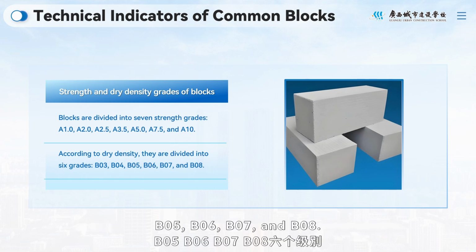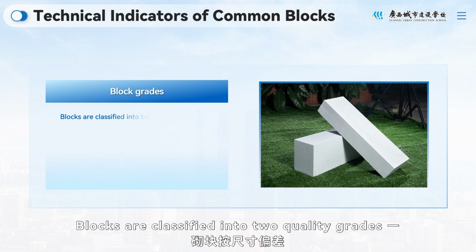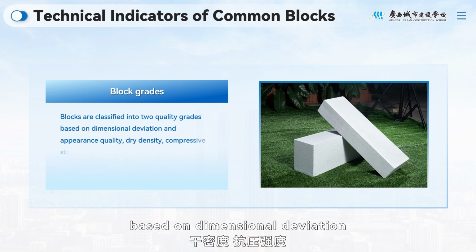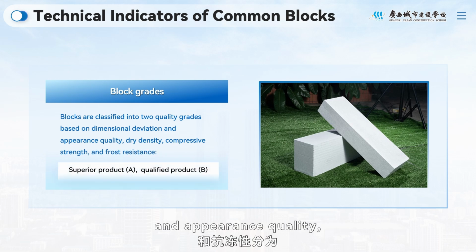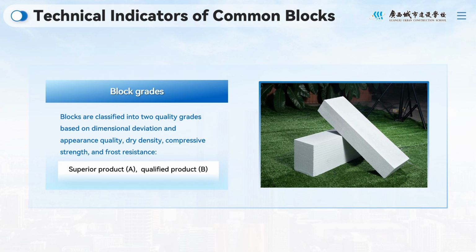B04, B05, B06, B07, and B08. Blocks are classified into 2 quality grades, Superior Product A and Qualified Product B, based on dimensional deviation in appearance quality, dry density, compressive strength, and frost resistance.